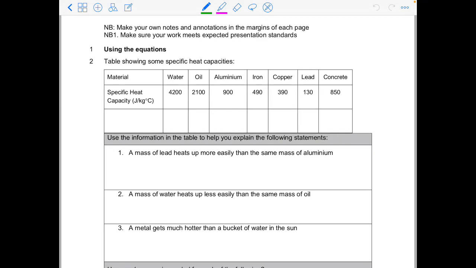So here we have a table showing the specific heat capacities of several different things. It will make it easier to continue the questions if you have that table written down. So I want you to pause the video and just write down the specific heat capacities for these substances into your book. So water, oil, aluminum, iron, copper, lead, and concrete. Pause the video and go ahead.